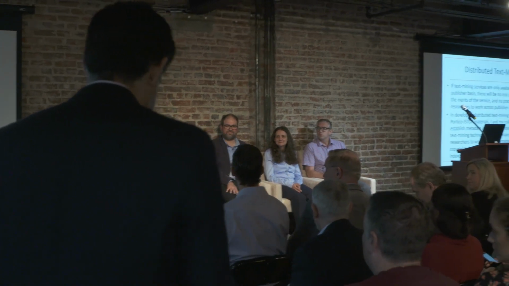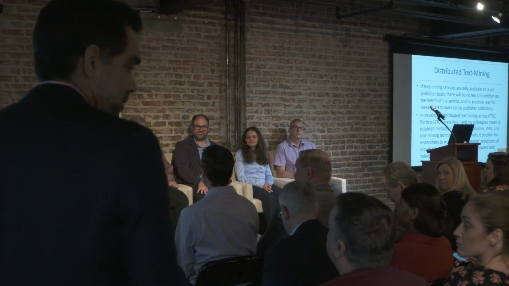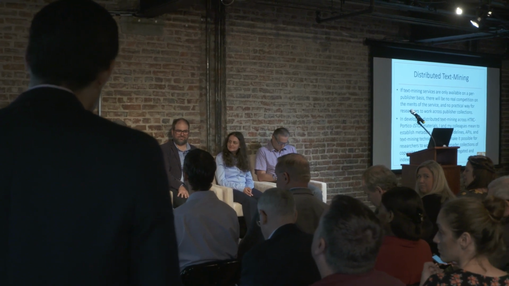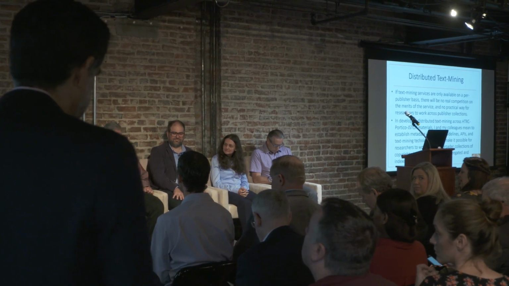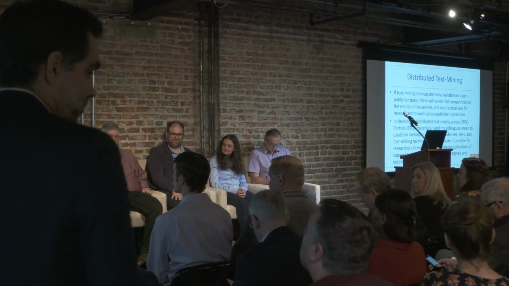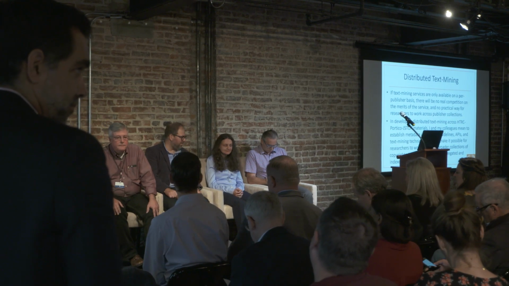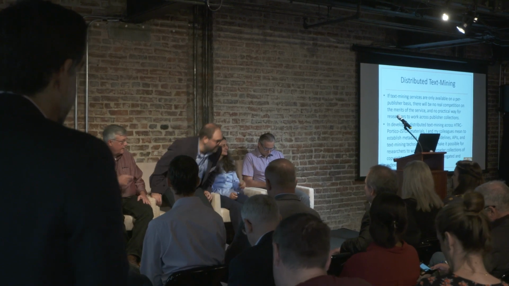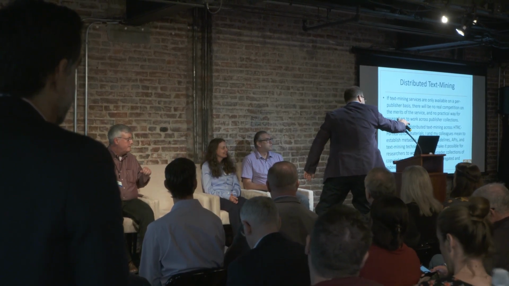John, this question's for you. Just about the Portico JSTOR aggregated data mining. So our journal content is in Portico and JSTOR. I don't know exactly what our licensing agreement says with them, but how are you going to navigate the different licensing agreements for the different publishers' material that are in those repositories?